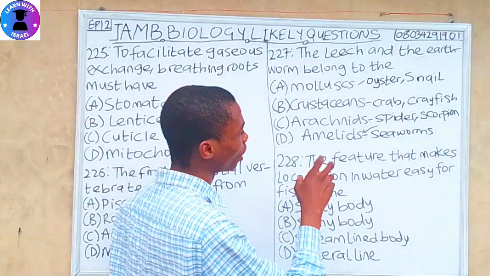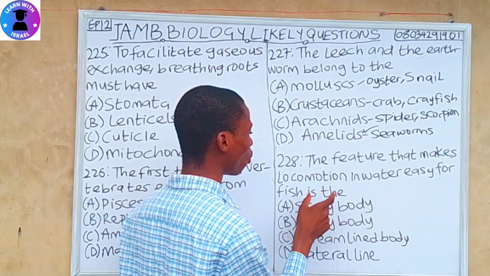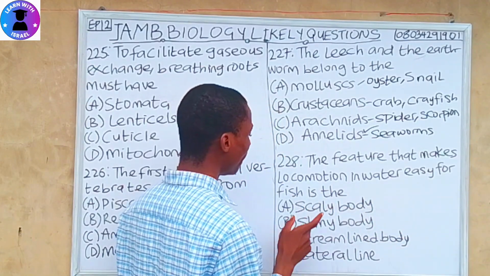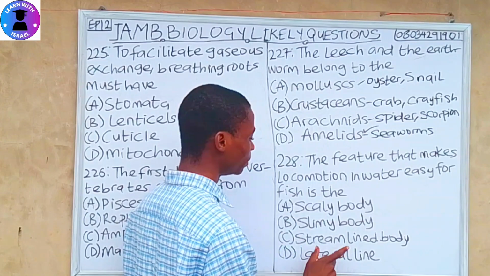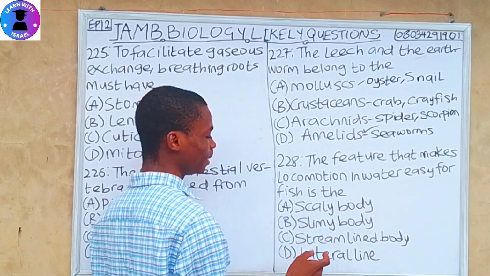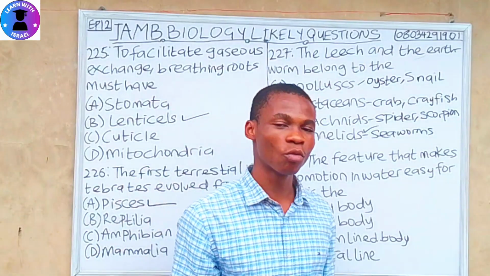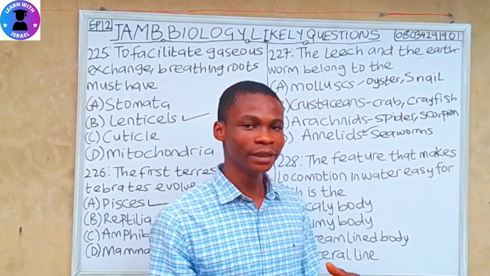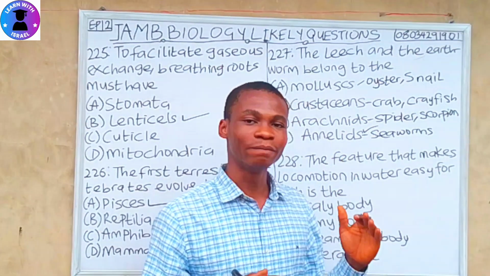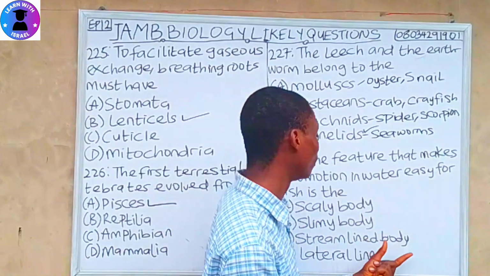So I want you guys to all know this. Question 228. The feature that makes locomotion in water easy for fish is the A. scaly body, B. slimy body, C. streamlined body, D. lateral line. Scaly body, slimy body, and lateral line are not the features that make locomotion easy in water for fish. The only one that makes locomotion easy for fish in water is streamlined body.